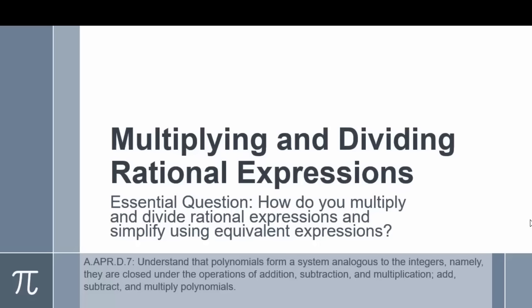Hello! In this lesson we are multiplying and dividing rational expressions. Our essential question: how do you multiply and divide rational expressions and simplify using equivalent expressions?